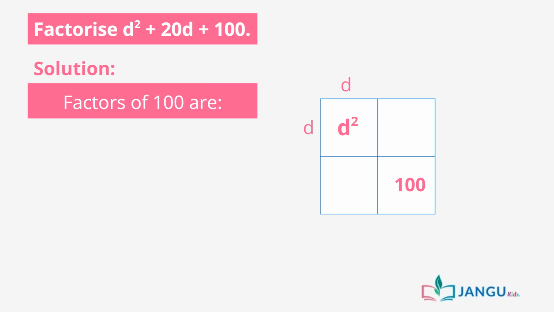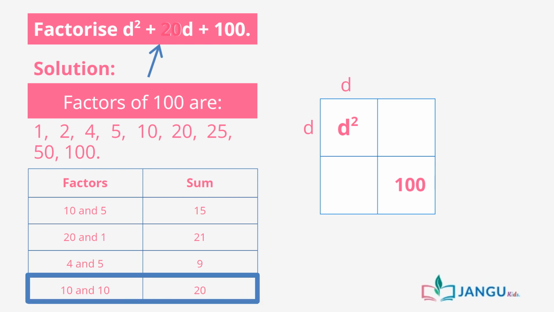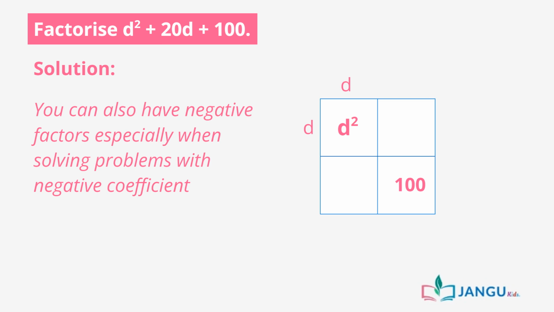Factors of 100 are 1, 2, 4, 5, 10, 20, 25, 50, and 100. Then we determine which of these factors, when summed together, will give the coefficient of the middle term, which is 20. Among the factors displayed, when we sum 10 and 10, it will give us 20. Note that you can also have negative factors, especially when solving problems with negative coefficients.